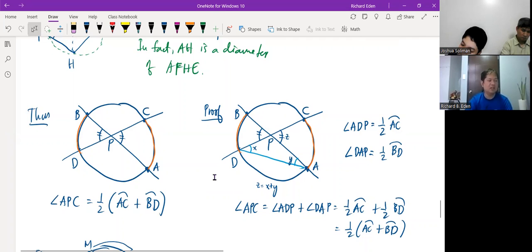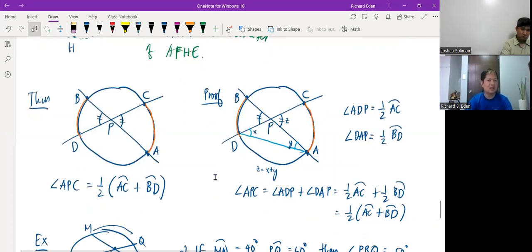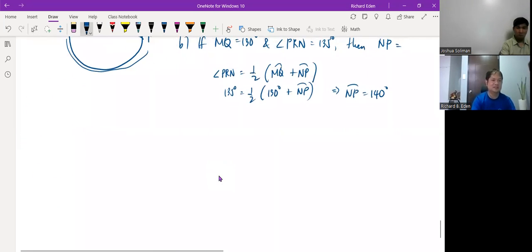What if they intersect outside the circle?